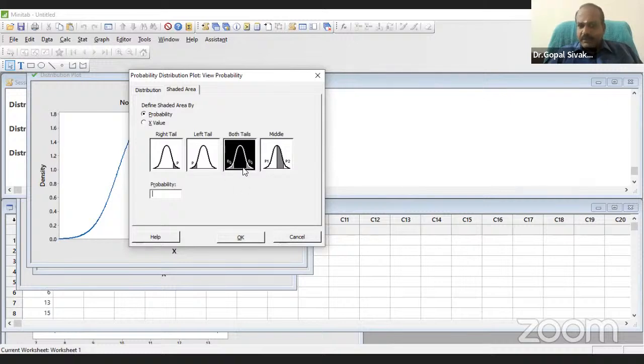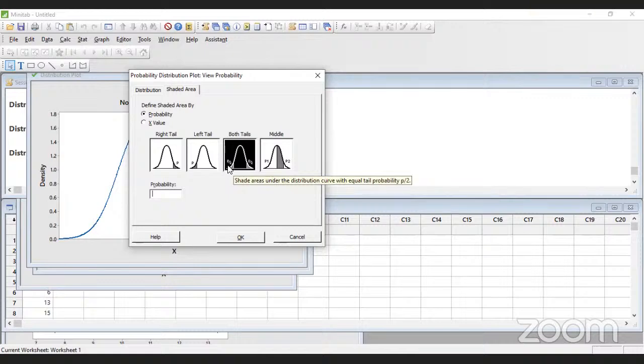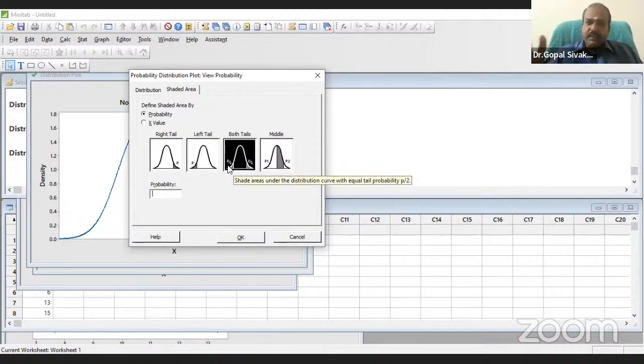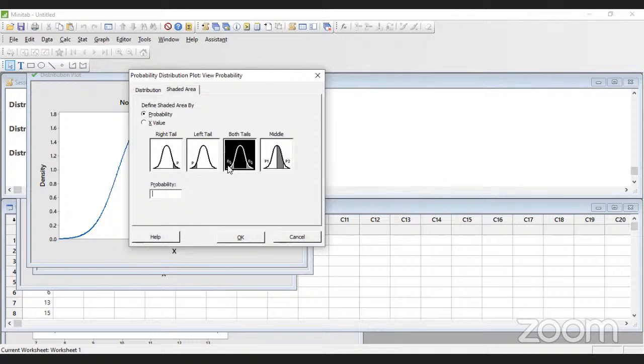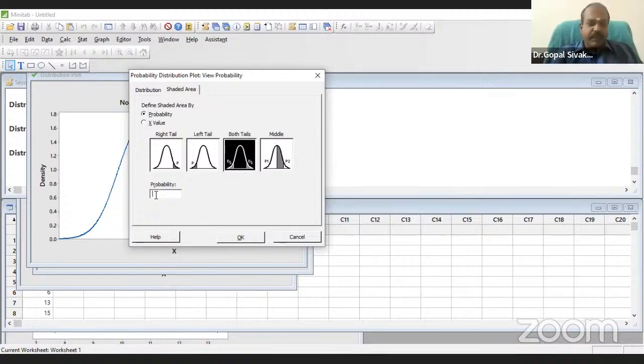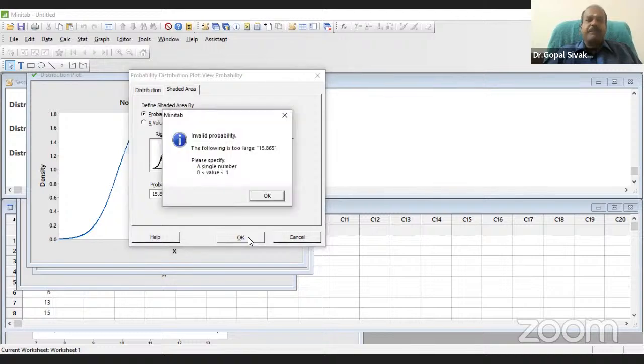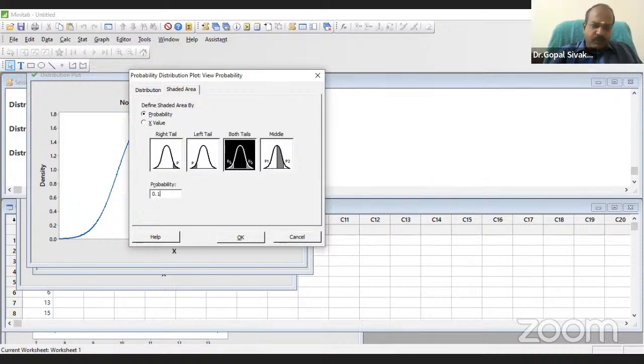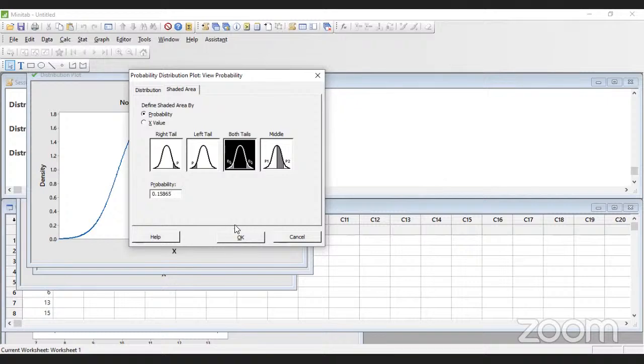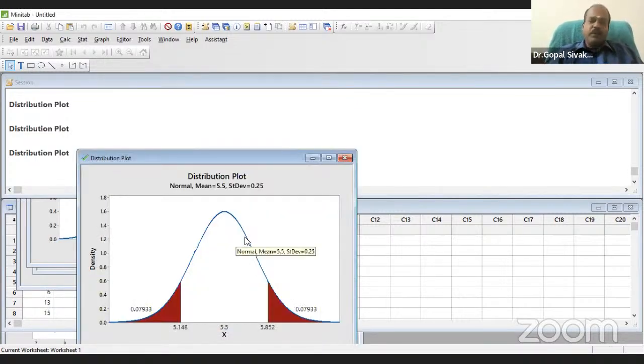Look at the graph I have selected. It is showing inside area and outside area. Look at the gray color: outside area, inside area, outside area. So 68.27 is inside, so outside is 31.73. That 31.73 is equally divided into both sides. Am I right? Yes, sir. So 31.73 divided by 2 will be 15.865, or 0.15865. Now I give okay. Now look here.